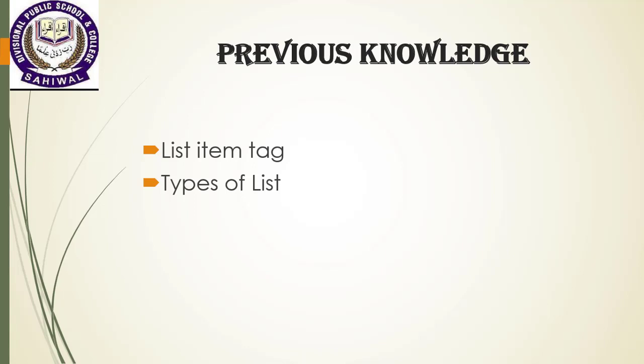Third one is the description list. Students, description list is used to build a list of definitions. We use the description list tag. There is the DL tag, DT tag and DD tag that are used for defining a description list here in HTML5.